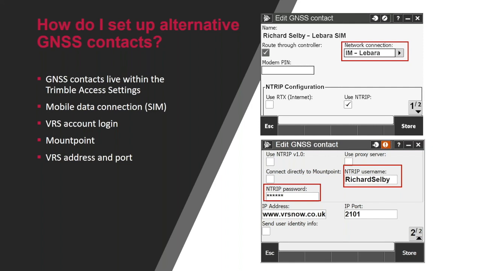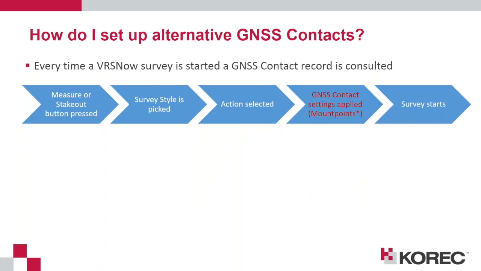As you can see from the slide, the record stores information such as which data connection you're going to use for your internet connection and which VRS user account is going to be used for the survey. So they're generally utilized behind the scenes when a VRS survey starts, and in fact many VRS users won't even be aware of their existence. So to put that record in its context, we'll review the VRS survey startup process.